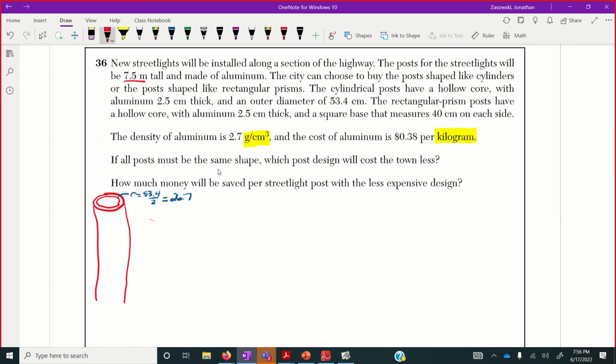So, converting. Remember, for meters to centimeters, we're going to multiply times 100, okay? So 7.5 meters is 750 centimeters, because times 100, so two spots to the right. That's times 1,000. Okay? Now, what that means is that the aluminum is 2.5 centimeters thick. So the other part of this question that's kind of interesting: this radius we know is 26.7. The inner radius is 2.5 centimeters less than that.